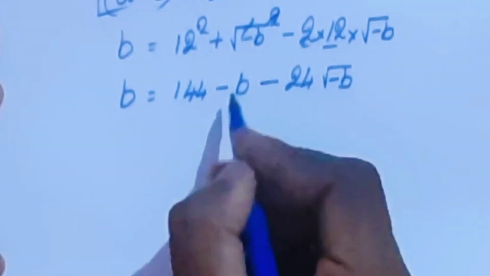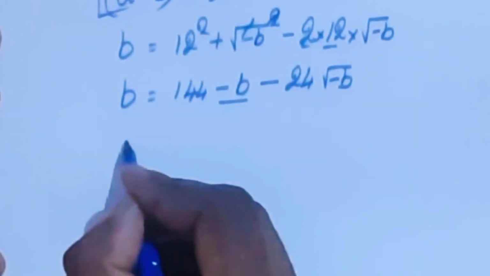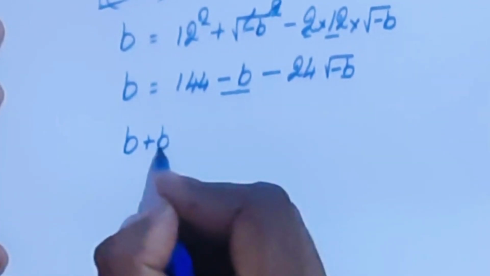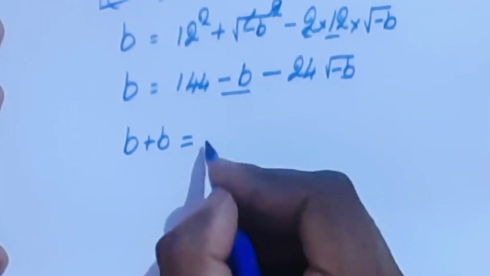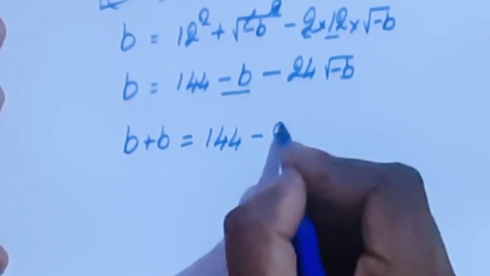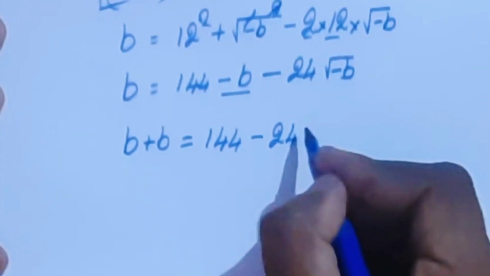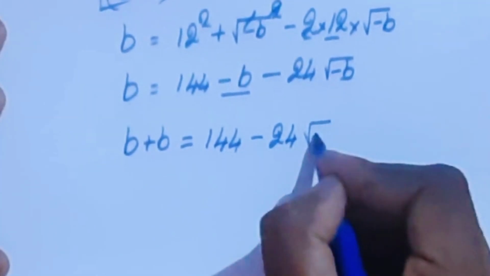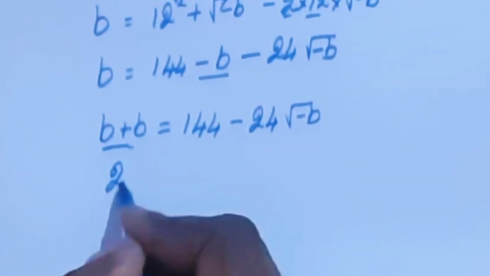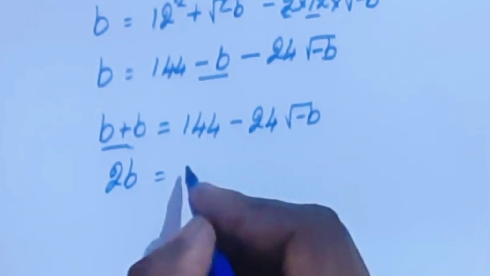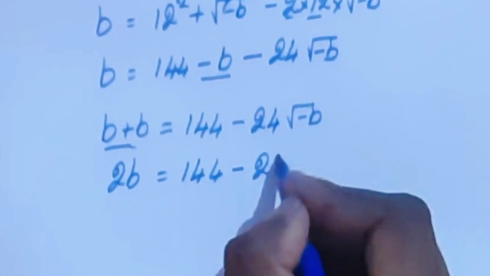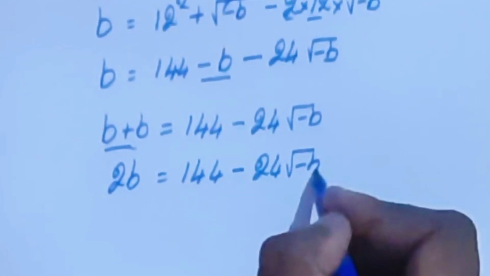Here moving this minus b to the left-hand side, so plus b equals 144 minus 24 square root of minus b. Here 2b equals 144 minus 24 square root of minus b.